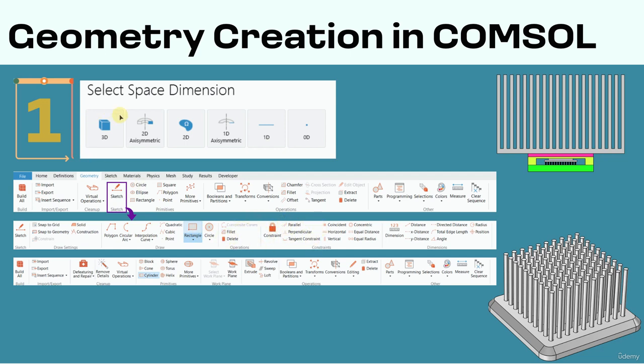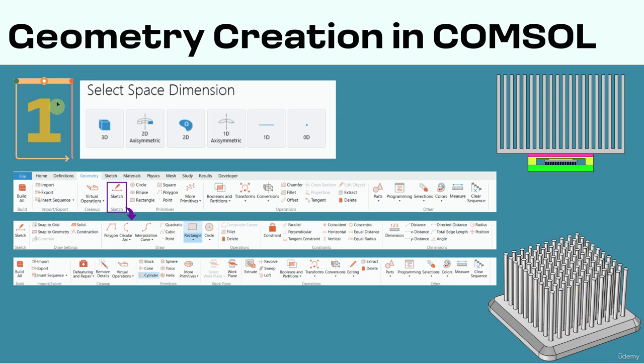And if you select the 3D space dimension, then you will get these options under the geometry ribbon, where you can use 3D primitives to create block, cone, cylinder, sphere, torus, or different objects. Also, you can use the work plane to make your own geometries using extrude, revolve, sweep, or other commands. So this is how the geometry creation section looks in COMSOL Multiphysics. You will learn more about it in the second phase of this course. We will also cover how to create 2-dimensional and 3-dimensional geometries in COMSOL Multiphysics in phase number 2 of this course.